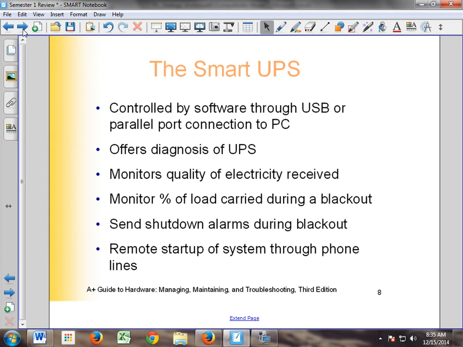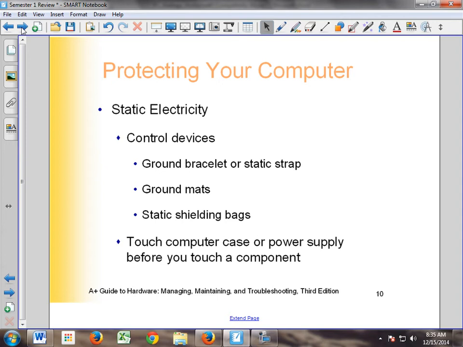And a smart UPS is one that communicates with your PC and tells it that it's out of power and it needs to shut down. Almost all UPSs now are smart UPSs. I haven't seen one that isn't a smart UPS anymore.